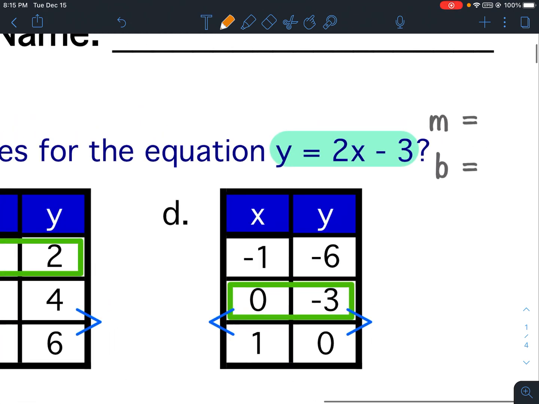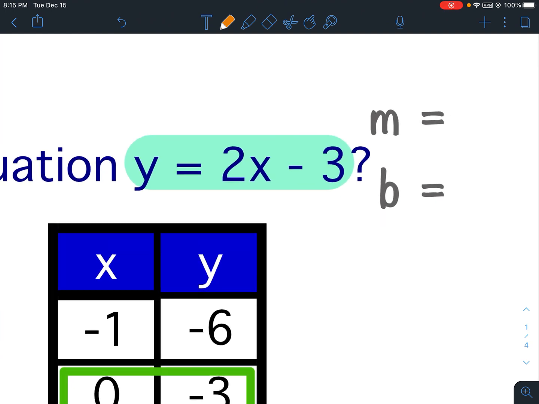So I highlighted the equation. We have to figure out which xy table matches this equation. Well, when I look at this equation, I know that my slope is in front of x, so it's the coefficient of x. So for this problem, my slope is 2, and my y-intercept is negative 3.